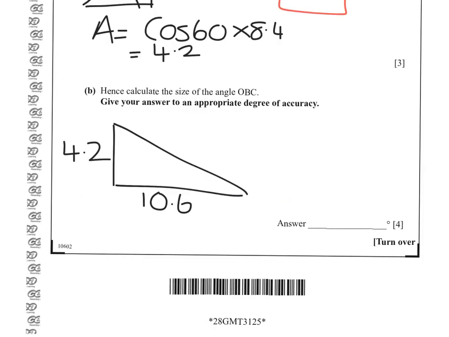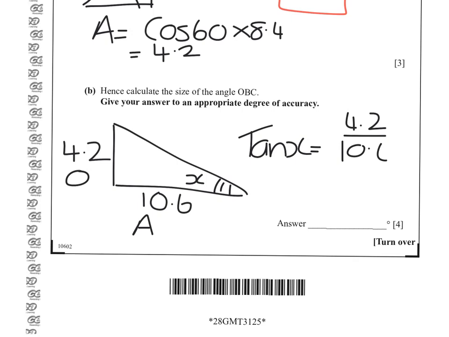Then working out the size of angle OBC, which is x, I have opposite and adjacent, and I can see from my triangles above that that will be tan. So the tan of x equals the opposite over the adjacent. So x will then equal the inverse tan, which gives us an angle of 21.6 degrees.